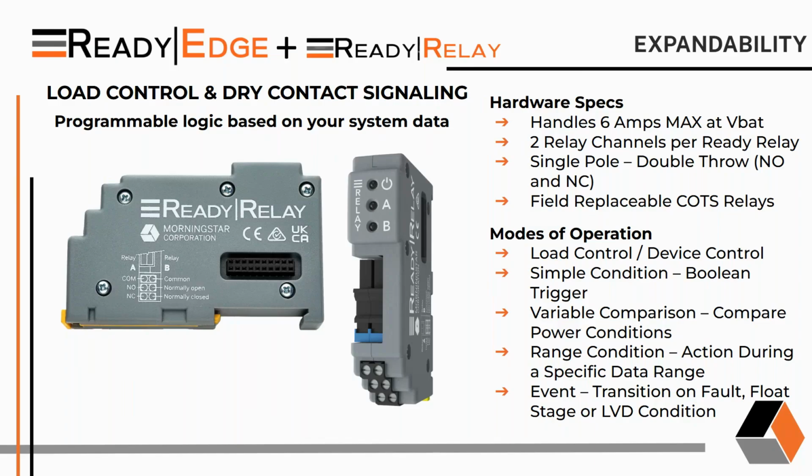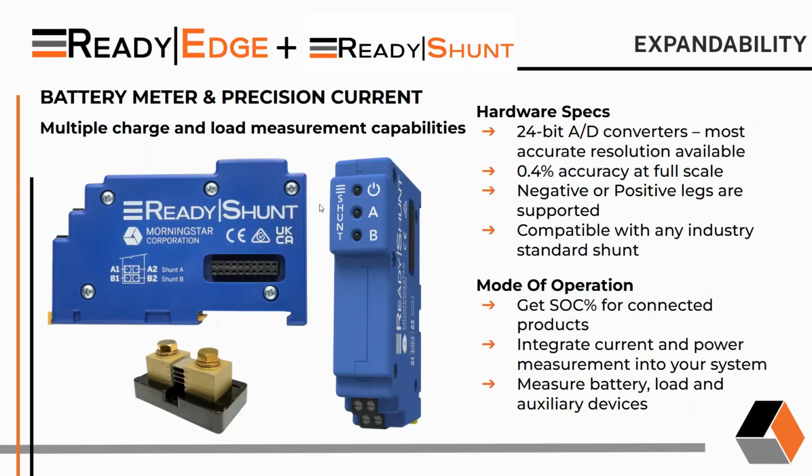Before I talk about the Ready shunt, I'm going to jump back just for a minute and point out that with the ReadyEdge, you can use up to 6 of these Ready blocks in any configuration and order, right? And I think that's really important. You don't just get 2 relay channels. You can add another Ready relay if you want. Same thing with shunts. If you need a lot of current measurement or a lot of load system measurements, you can add multiple shunts as well. And we'll show you more of that later as well.